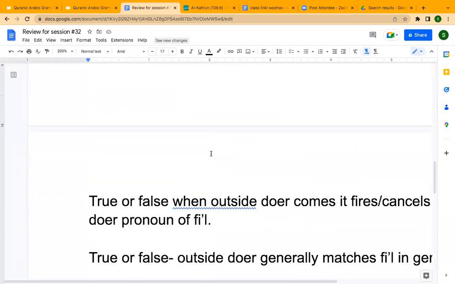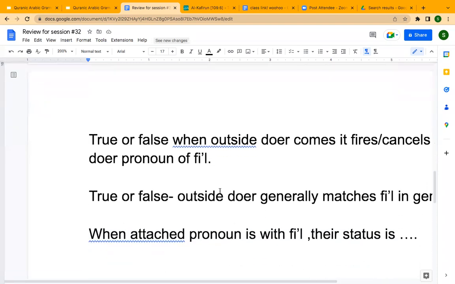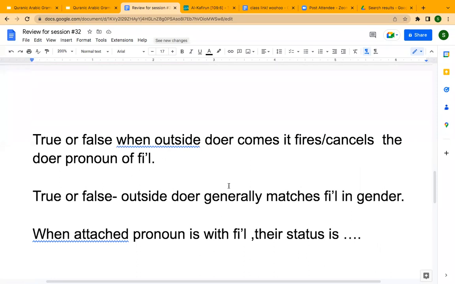Then true or false, when the outside doer comes, it cancels the doer pronoun of the fail, that he and she gets cancelled. True? Everyone agrees with that? Okay. True or false, the outside doer generally matches the fail in gender. What do you think?